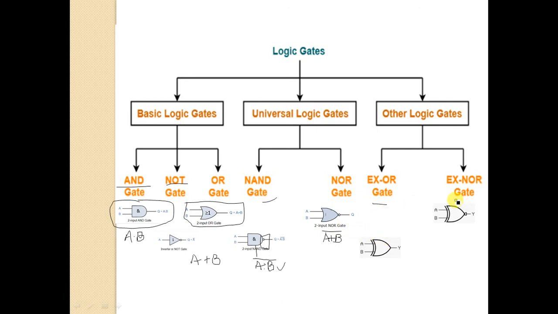XOR gate and XNOR gate. XOR gate is a gate which gives you 1 as an output when there is a different value in your input. Whereas in XNOR gate, if you have the same value in your input, then the output will be 1.